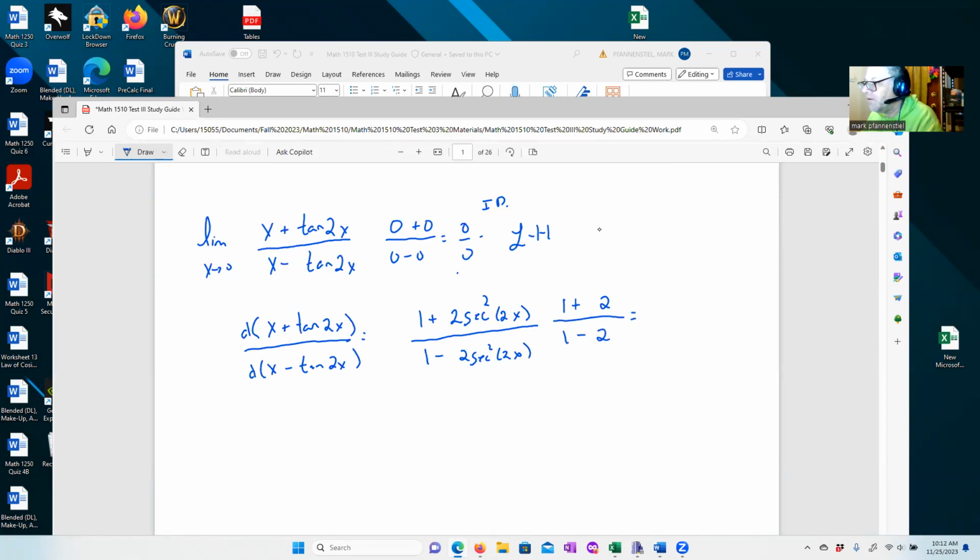So that's looking pretty hopeful. 1 plus 2 is 3. 1 minus 2 is negative 1. So we end up with negative 3 as our limit. And then I think we're okay with that.